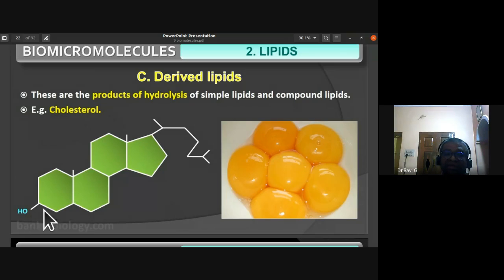The structure of cholesterol has three benzyl groups and one pentyl group, and an open chain you can notice here. One of the benzyl groups has the OH. So three benzyl groups with one pentyl group and an open chain, and OH is present. These derived lipids are products of hydrolysis of simple lipids and compound lipids. Example is cholesterol, which is found in the yolk of the egg.